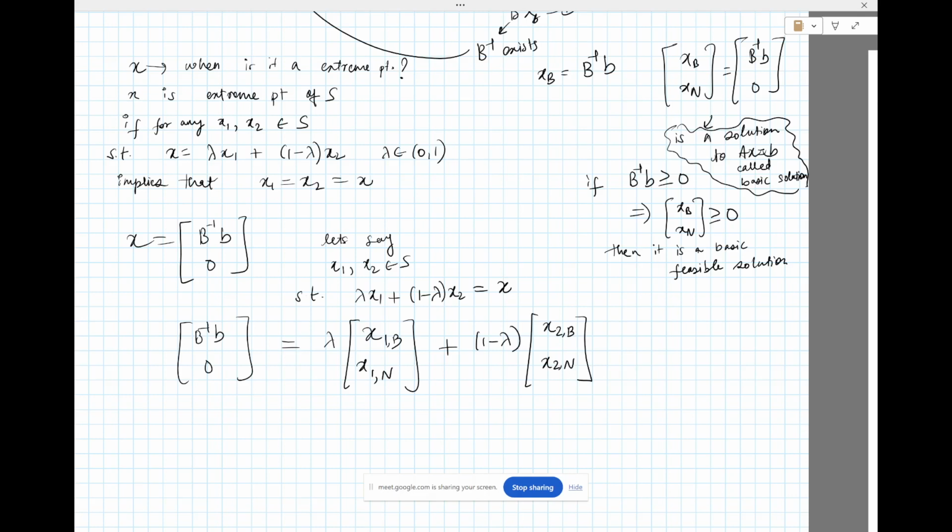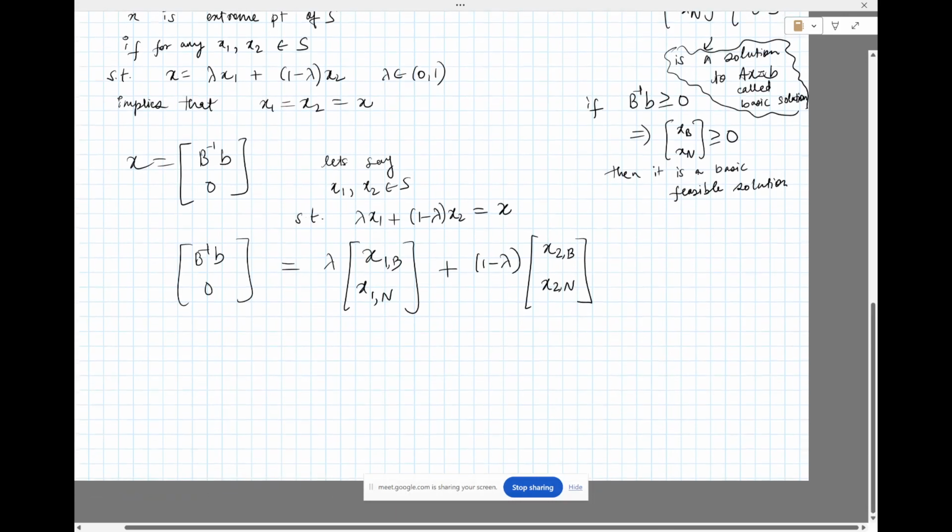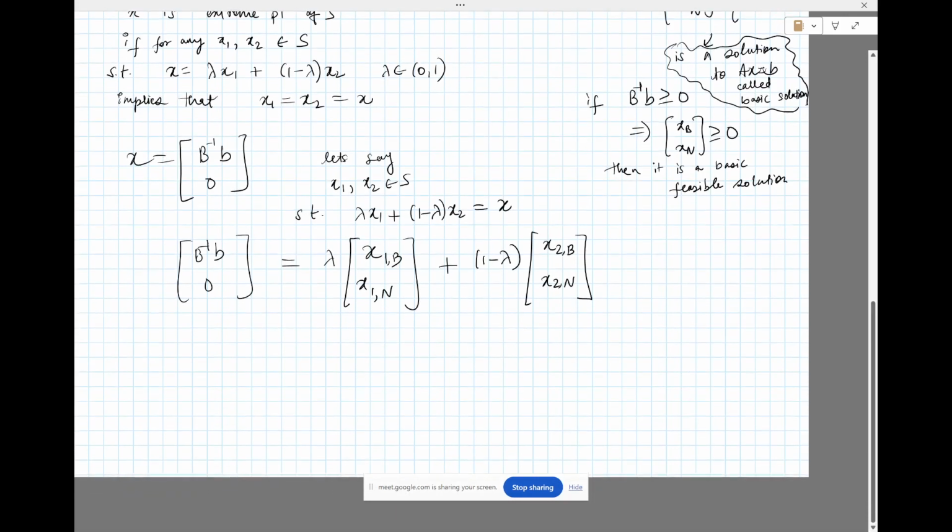Okay, so we need to show, if this is an extreme point, that this x1b should be equal to B inverse b, x2b should also be equal to B inverse b, and x1n and x2n should also be equal to 0. So this part we can check first.